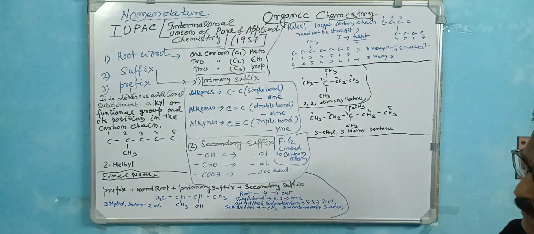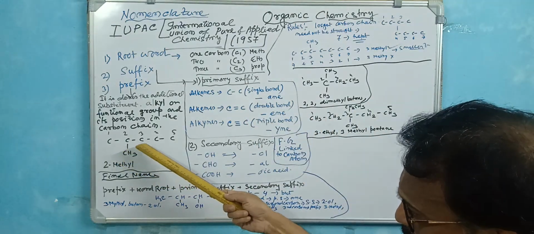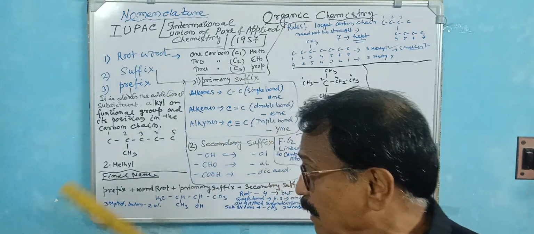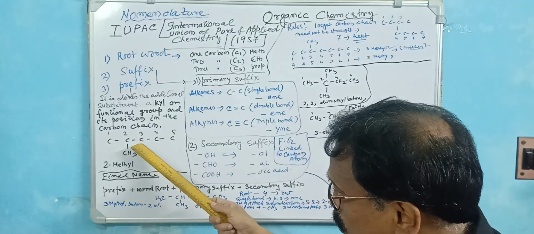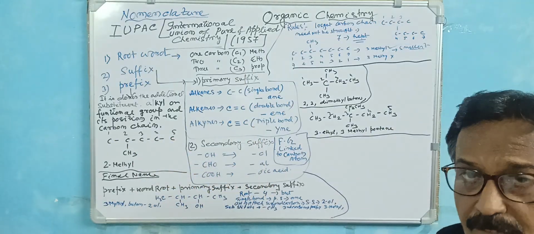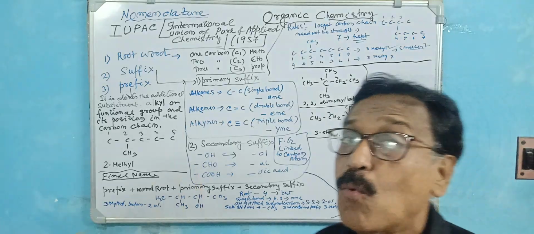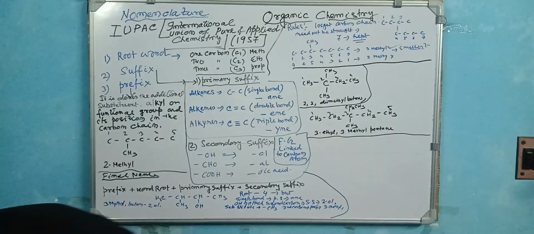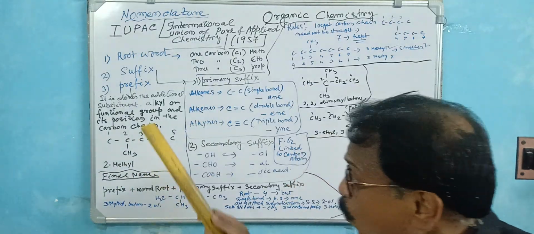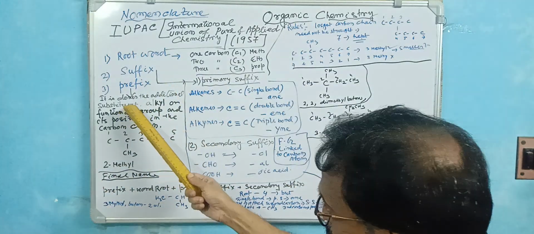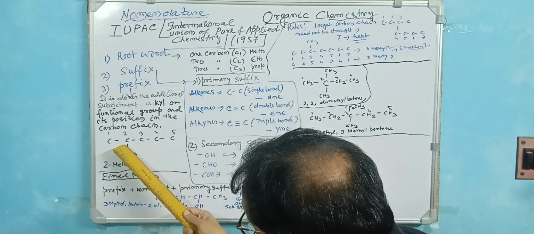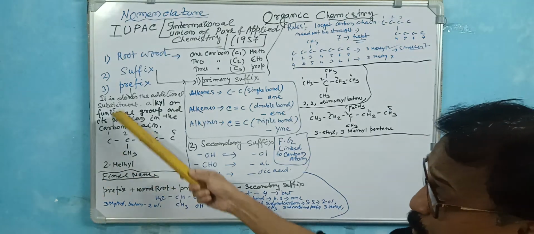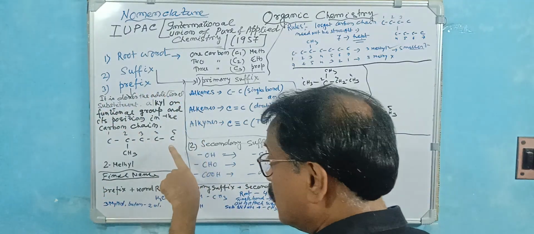Suppose an example. Suppose C, so what is this? This is the root word, the longest chain. I will discuss this later. Longest chain: 1, 2, 3, 4, 5. The longest chain is 5, which means the word root is pent. Now what is the speciality of the substitution? That is the prefix. It means that in the second carbon, CH3 is attached. In the second carbon, that is a very important thing.